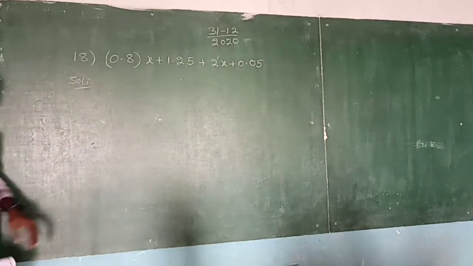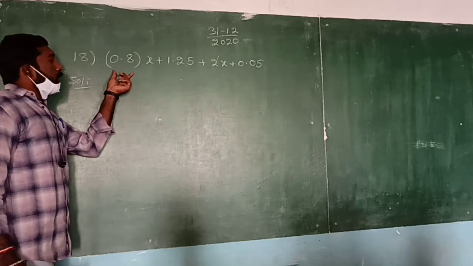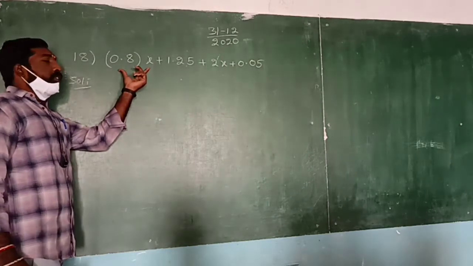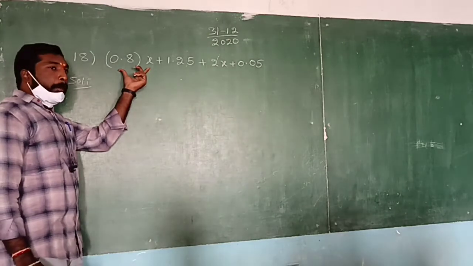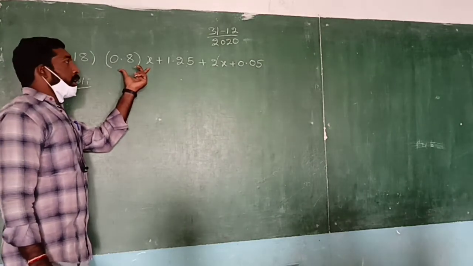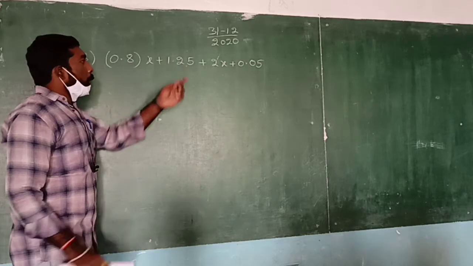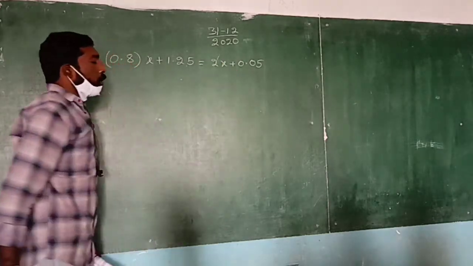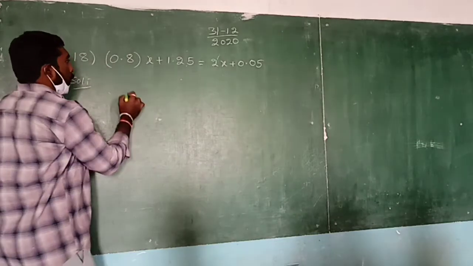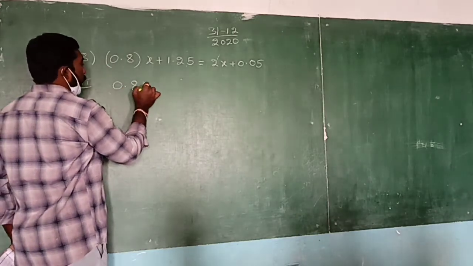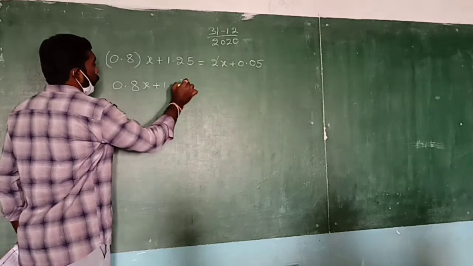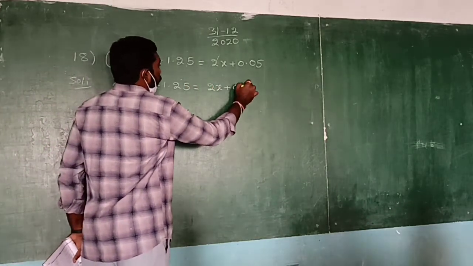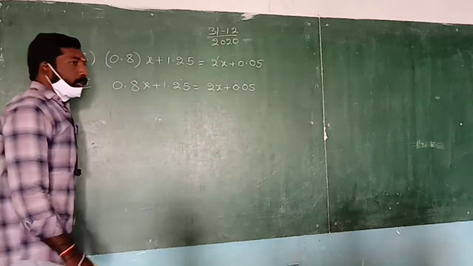Okay, what is the question? 0.8 is in the brackets with x, which means it is nothing but multiplication. So 0.8x plus 1.25 is equal to 2x plus 0.05. So what do you have to do?